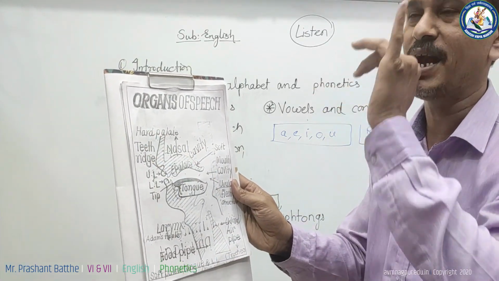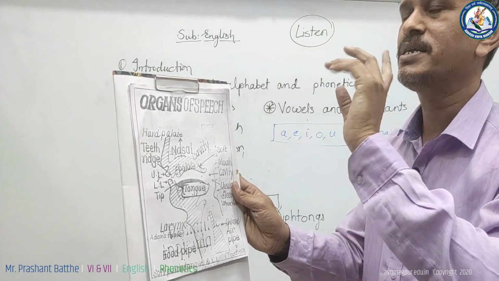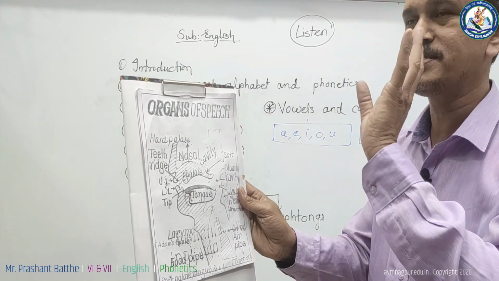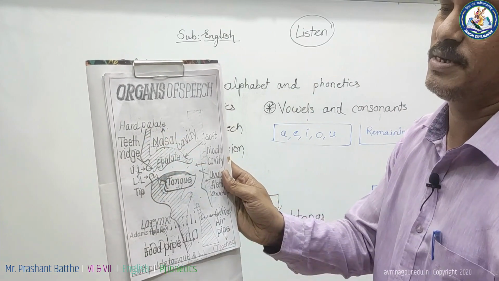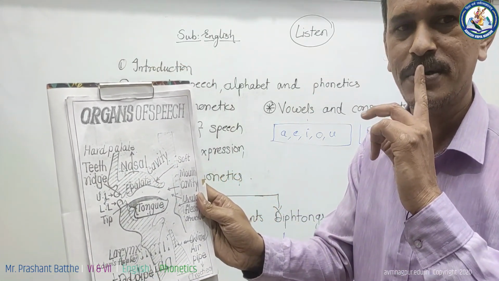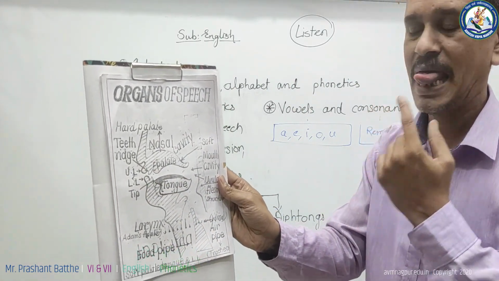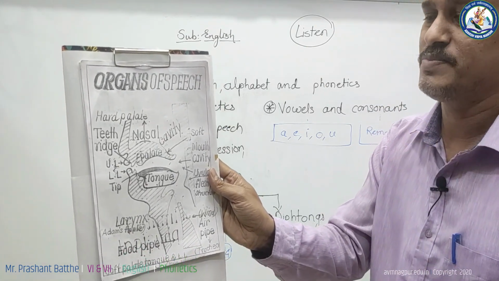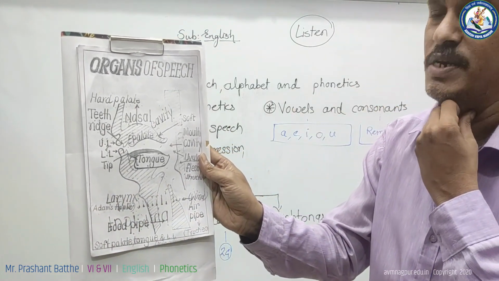You have the hard palate. That is the upper side. If you touch the upper side of your mouth, you feel something hard. That is the upper or hard palate. Then you have teeth. Then you have upper lip and lower lip, as shown here. Then you have tongue and the tip of the tongue. See, the tip, and then the larynx, this one.